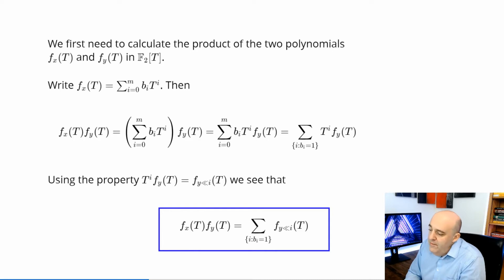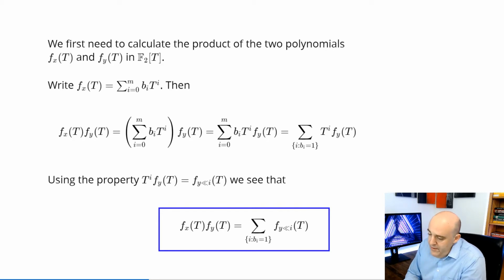And then let's remember that bi is either 0 or 1. If it's 0, that coefficient bi equals 0 just eliminates the entire term and we can forget about it. And when bi is equal to 1, that term definitely needs to be kept, but the bi equals 1 in front doesn't need to be written. So we can write this as a summation over all i, where bi is equal to 1, of t to the i fy of t.